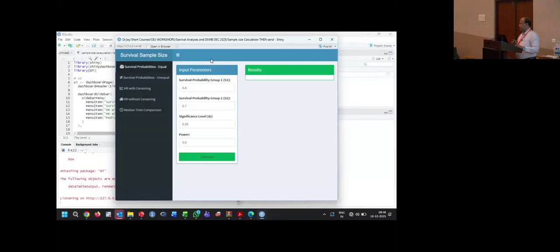Do you get the screen? So this data is already input, 80% versus 70%, alpha error and beta. Click calculate. It says that the hazard ratio is 1.6, the number of events required is this much, and the total sample size per arm is 296.